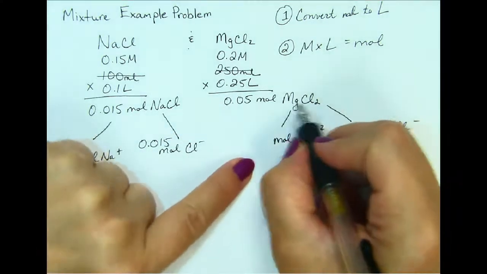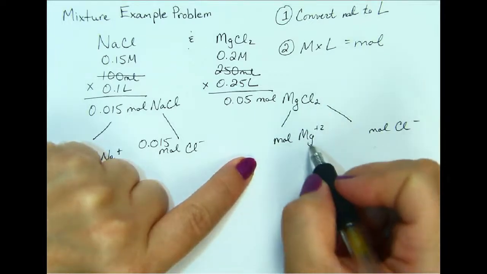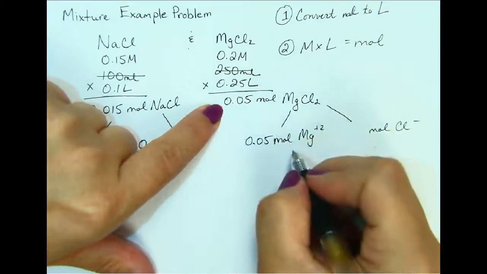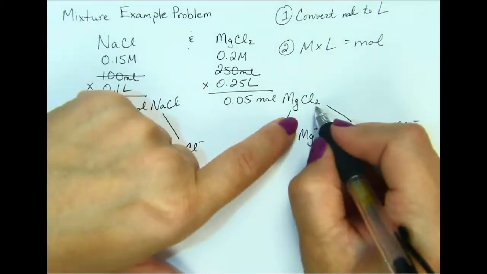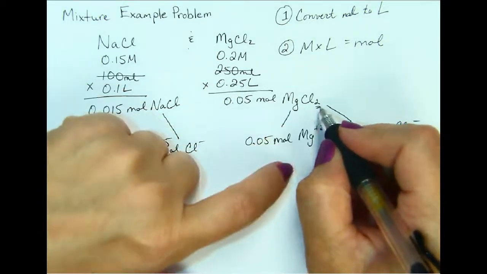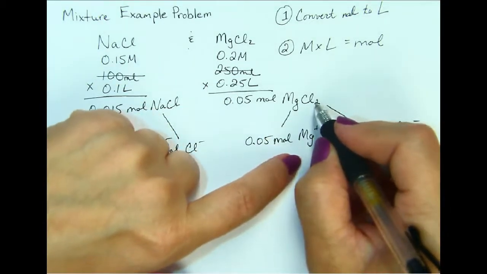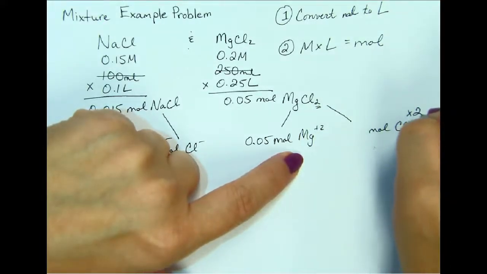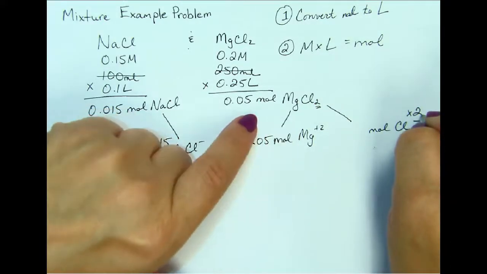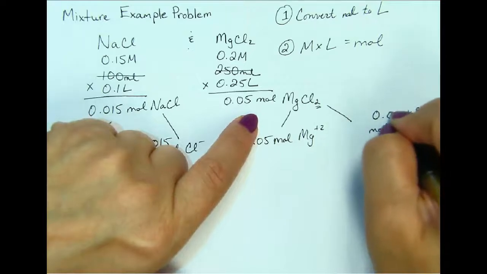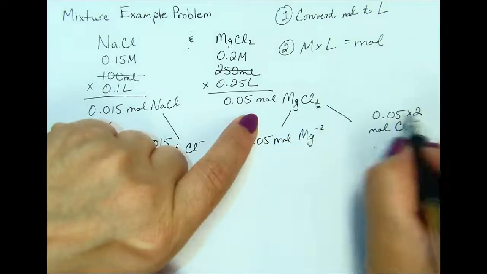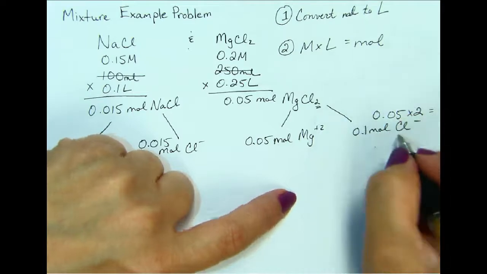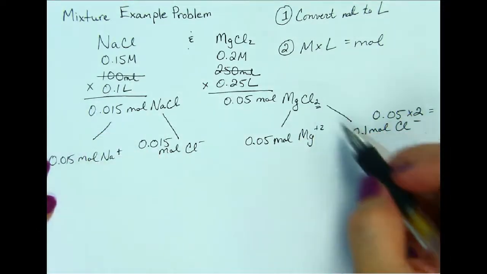We have a 1-to-1 ratio between magnesium chloride and magnesium, so we're going to get 0.05 moles of magnesium. And then here, because of that 2, we're going to have 1 mole of magnesium chloride to 2 moles of chloride. So I'm going to have to take that moles and multiply times 2 because we have 2 chlorides here. And so this is going to actually give me 0.1 moles of chloride from this solution.